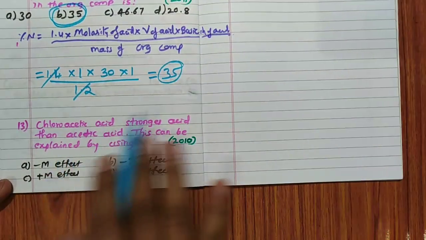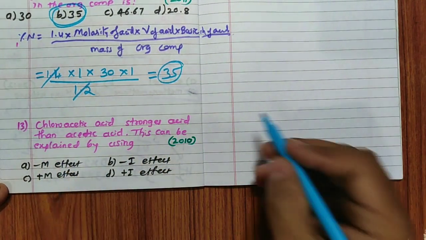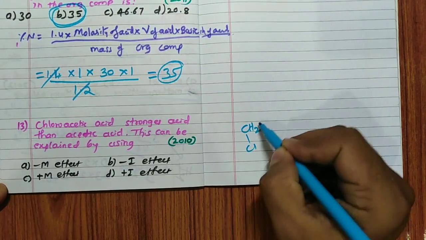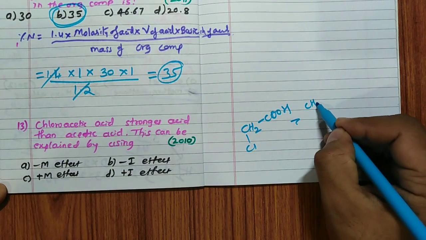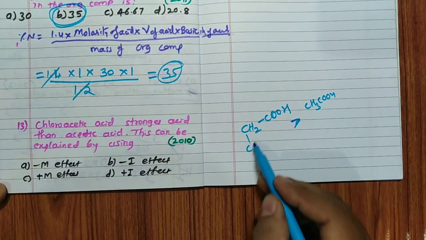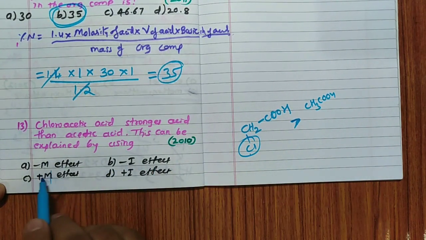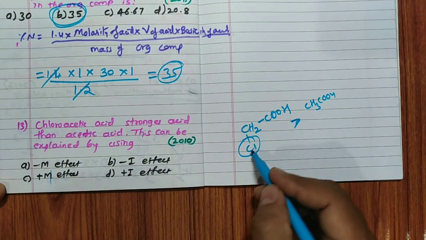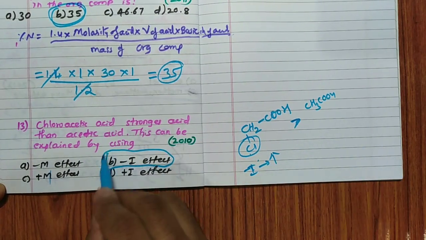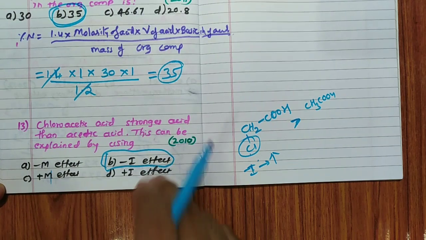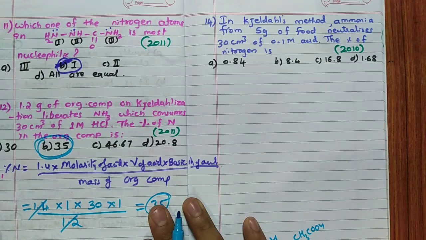Then, chloroacetic acid is a stronger acid than acetic acid, explained by using what? Remember, the chloroacetic acid formula is CH2ClCOOH, which is a stronger acid than acetic acid, CH3COOH. What is the reason? Because of the Cl group. The Cl group is, remember, electron withdrawing according to the inductive effect, because the mesomeric effect we cannot consider here. So the inductive effect, minus I effect, will increase the acidic nature. So the answer for this question is B, minus I effect. For this also I have explained in the synopsis, so go and see that. So the answer is B.